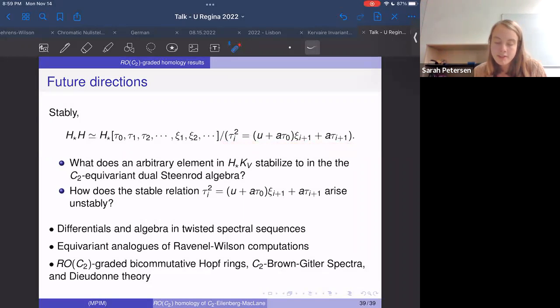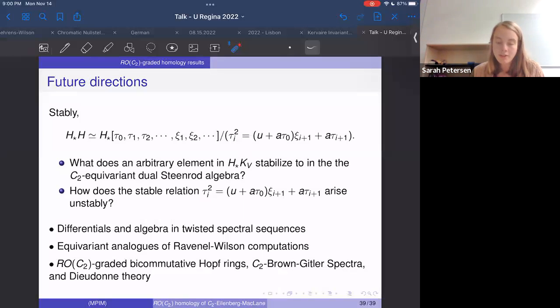And one can ask, so from the definition and construction, the alpha parentheses i's should stabilize to the tau i's, and the beta parentheses i's to the xi i's, but it's not clear where an arbitrary element in the homology of KB should stabilize to in the dual Steenrod algebra, and it's also not clear how this stable relation arises from unstable information. So those would be some interesting questions to study.